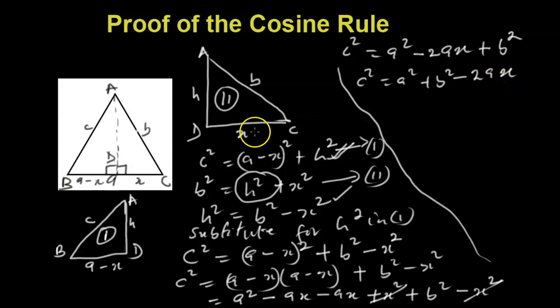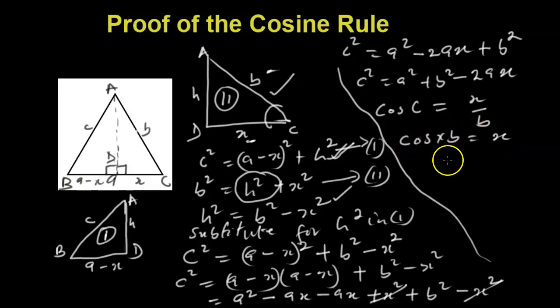Now if you come back to our figure 2 and we pick the angle at C, you see that cos C is equal to the adjacent, which is x, over the hypotenuse. That's x over b. So that cos C, if you cross multiply times b, will be equal to x. That means my x is equal to b cos C. So if you come to my equation here, we can now substitute for x.